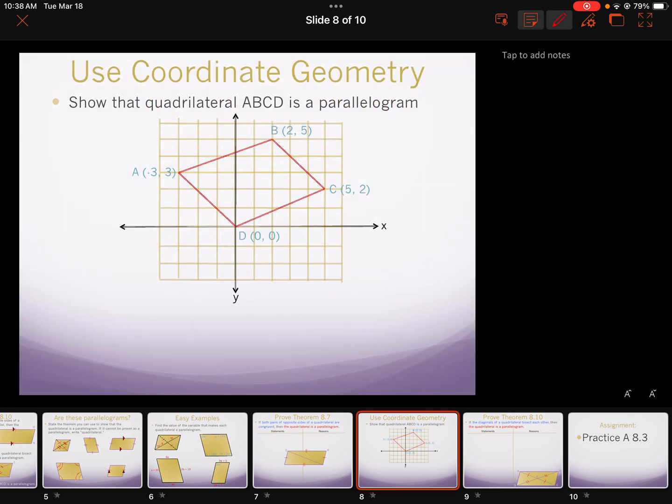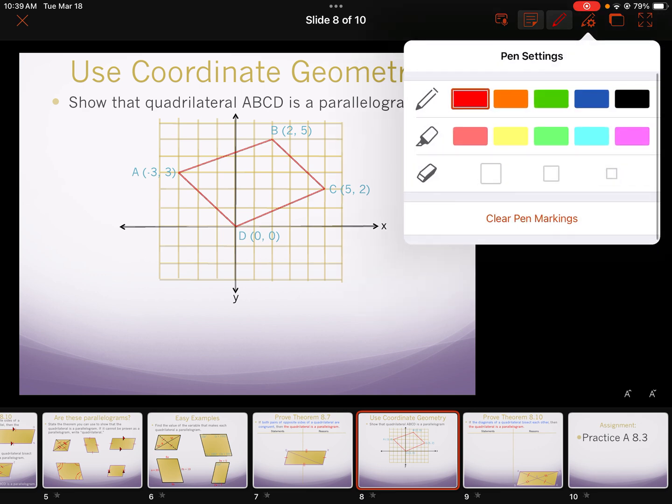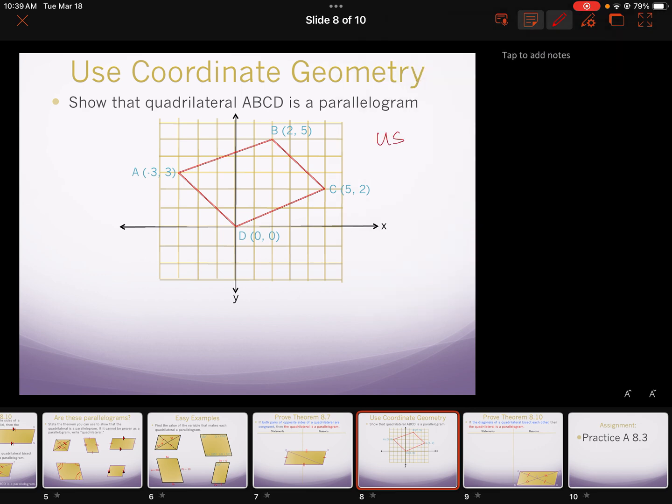You're going to see an example like this on your assignment. What if you had a shape in a coordinate plane? Would you be able to show that it's a parallelogram? Sure you can. Remember how we did this before. You want to use slopes. So maybe I'll just make that note right here. The easiest way to show if two segments are parallel would be to count your slopes.